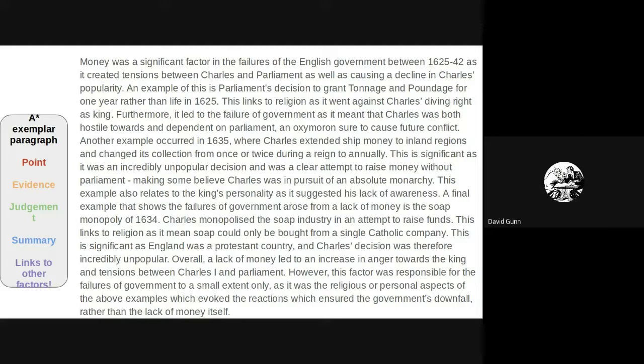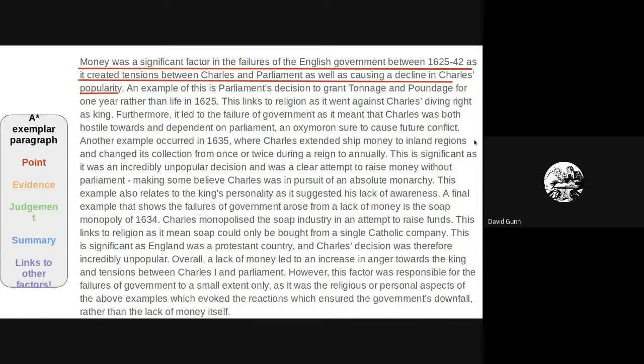So a really, really good point explaining not just what this paragraph is going to be on, but why money is important. An example of this is Parliament's decision to grant tonnage and poundage for life rather than for 1 year in 1625. This links to religion as it went against Charles's divine right as king. So making a link to other factors, which is, again, a top-level skill. Furthermore, it led to the failure of government as it meant that Charles was both hostile towards and dependent on Parliament, an oxymoron sure to cause future conflict. So really, really good analysis there, this antagonism between the king and Parliament.